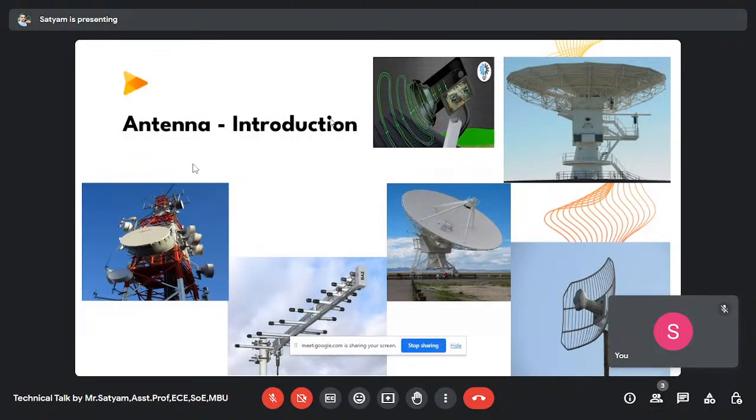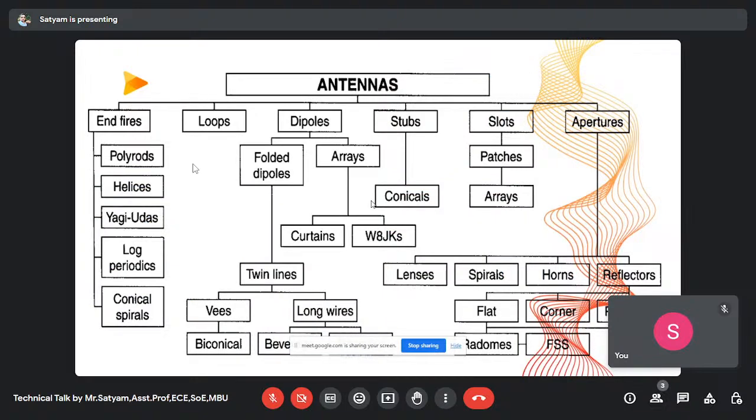So yes, this is something about the working and the functioning of an antenna, right? So let's move on to the other slide. So here is the variety, the family of antennas, where we are having end fires. Basically, it is helix, Yagi-Udas, and log periodic antennas, conical spiral antennas. Means here across the end we are having the radiation. Then we are having a loop antenna, right? Dipoles, folded dipole and dipole array.